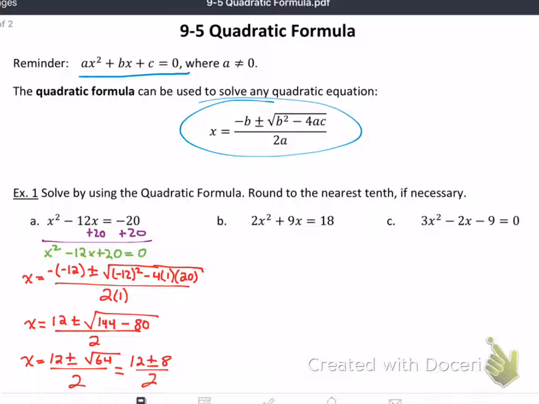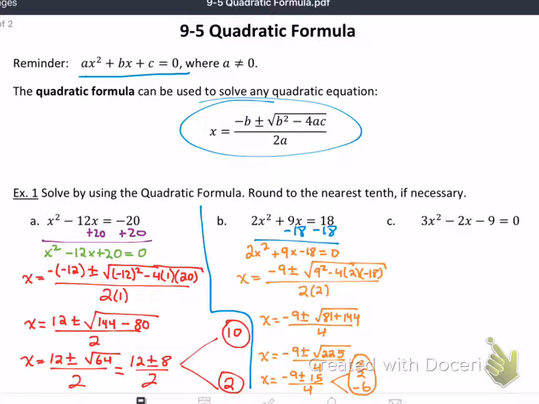Now, here's where we have two possible answers. We have 12 plus 8 divided by 2, which is 20 divided by 2, so x is equal to 10. Or we have 12 minus 8 divided by 2, which is 4 divided by 2, which is 2, and so that's where my solutions come from. x is equal to 10 and x is equal to 2. Okay? Why don't you try B and C for practice and see if you can get that, and then we'll check that in class.